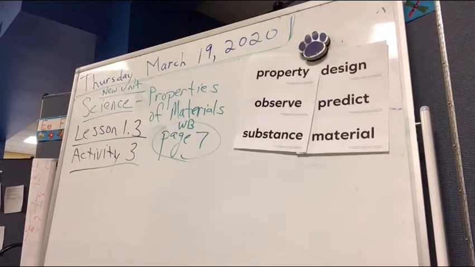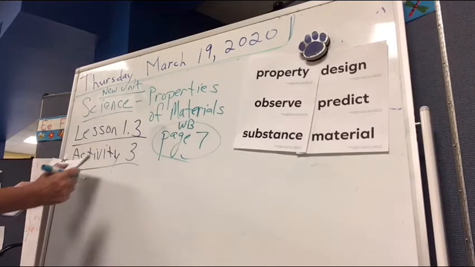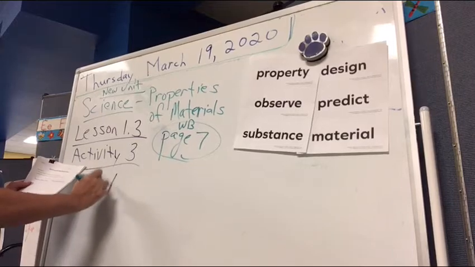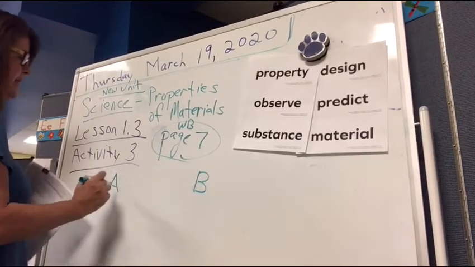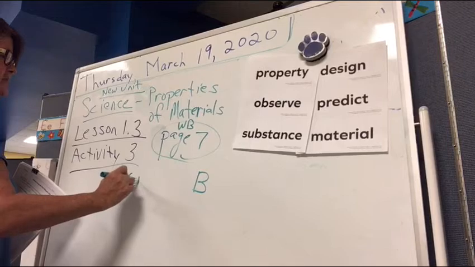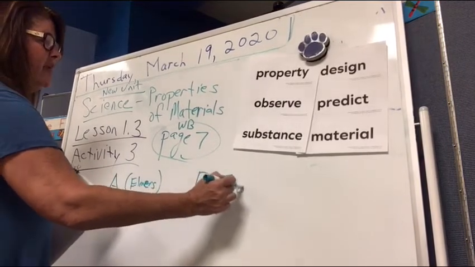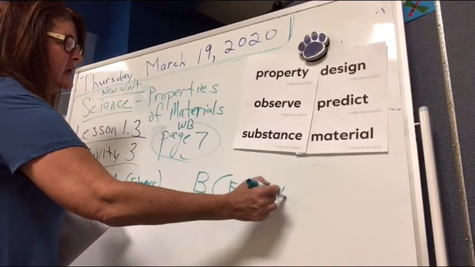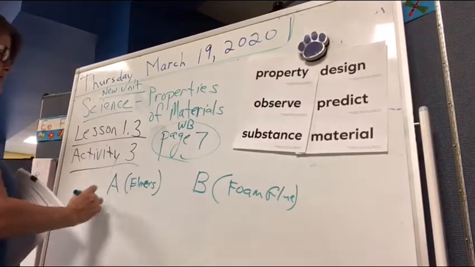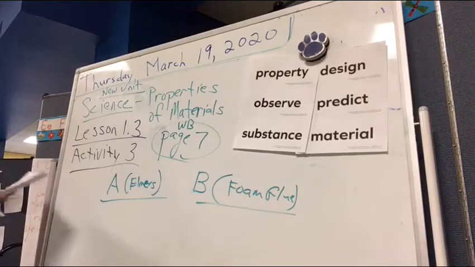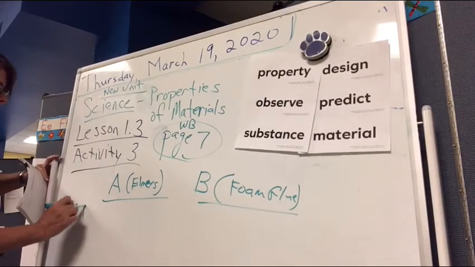Okay, so we're on page 7. We're going to fill in our chart. We're going to record our glues. We have two mystery glues, glue A and glue B. I'm going to say glue A is Elmer's, and glue B is a foam glue. So A and B. And the first one, Elmer's, not too smelly.